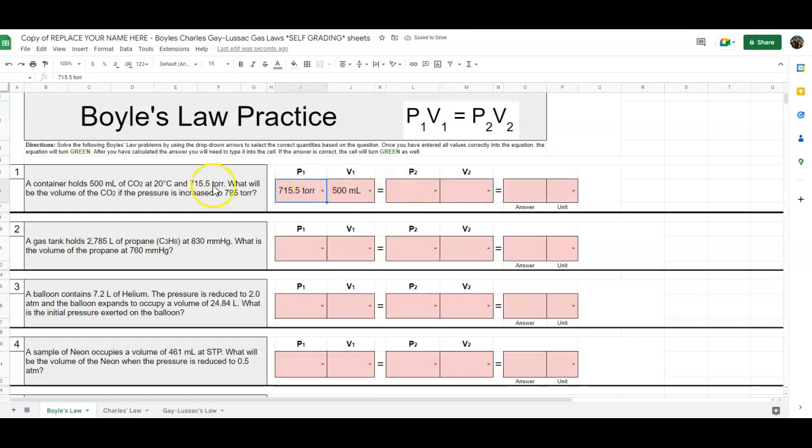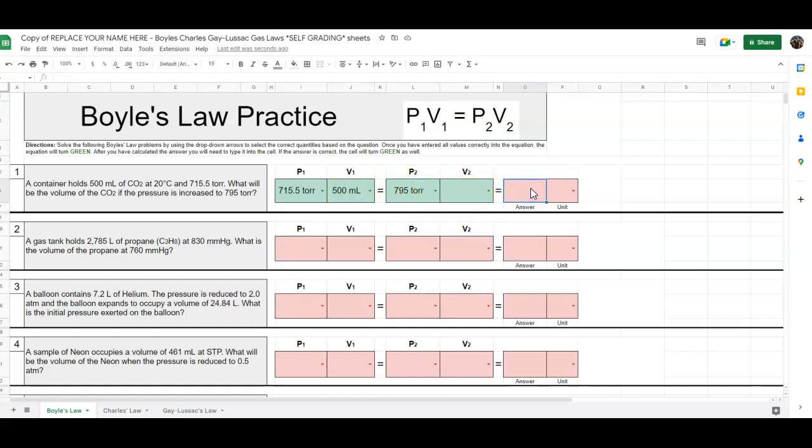So here I'm going to find torr. And then as I read on, we're trying to find volume. And so we have pressure that increases to 795 torr. So this is going to be my pressure. And then you are going to solve for your answer. So again, to do the math, numbers that are next to each other, you're going to multiply, then divide by whatever is by the variable.